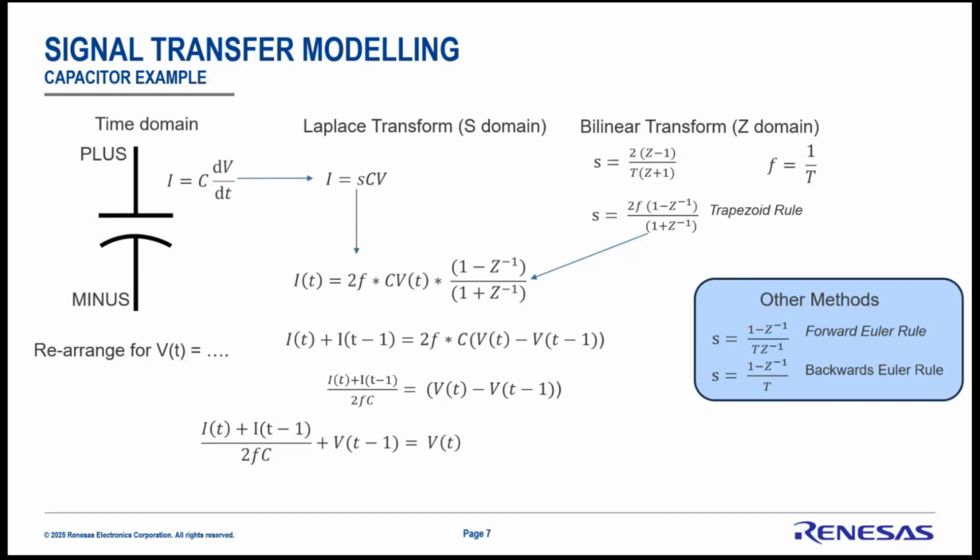Other methods you can use: forward Euler's, backward Euler's method. Anyone who's done an analog sim will recognize some of these names. So you don't have to use the bilinear transform. It's the one I used, which probably made all my maths far more complex than it needed to be to start off with.